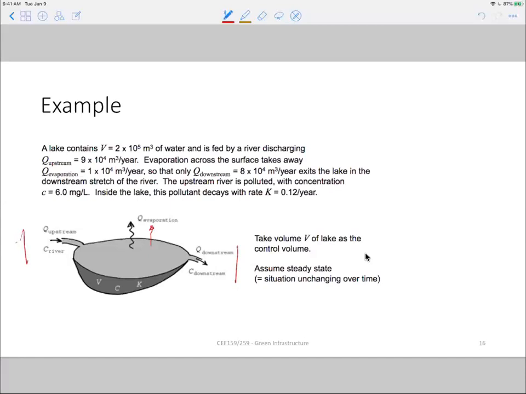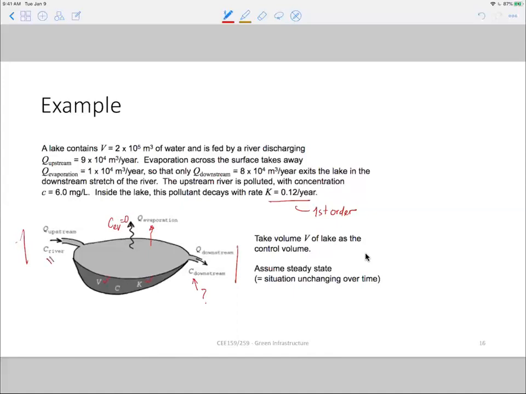So that would be C evaporation would be 0. If you do that, you can write the mass balance equations. There are a couple of things given over here. There is a reaction term, which is given here, that's first order. And then volume is given, K is given, effluent concentration is not given. That's something you have to calculate.